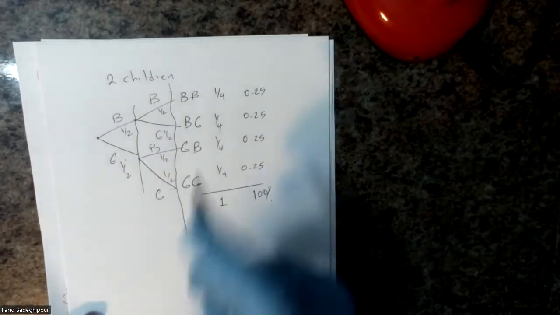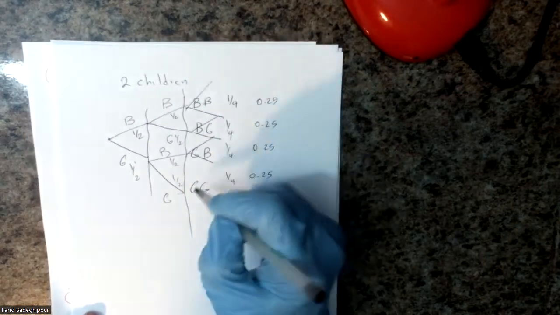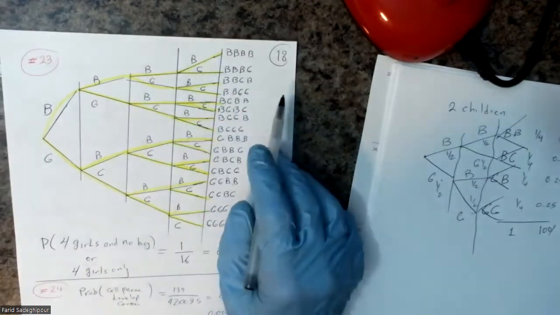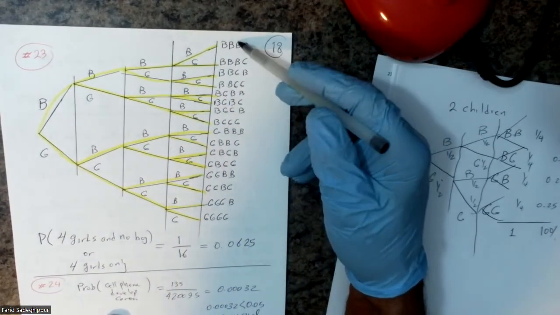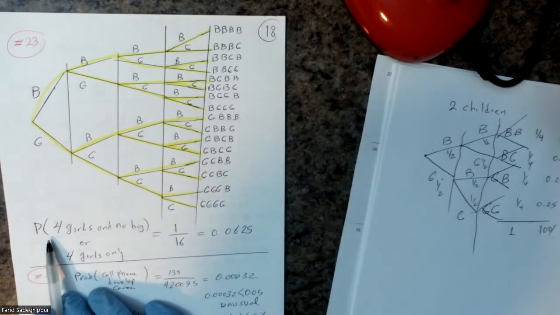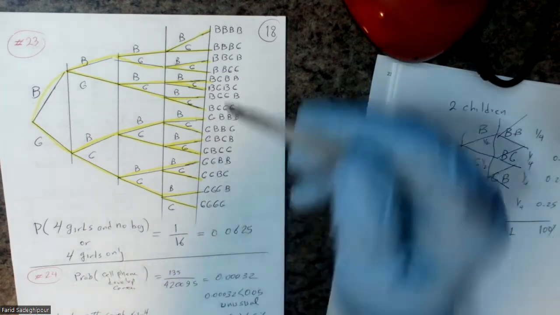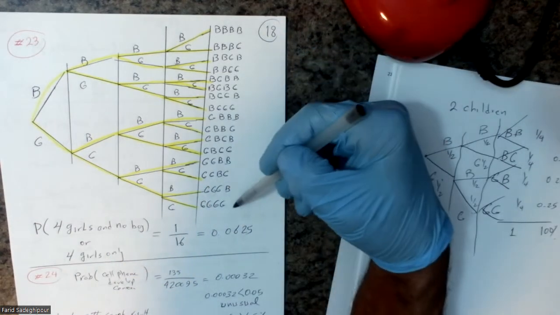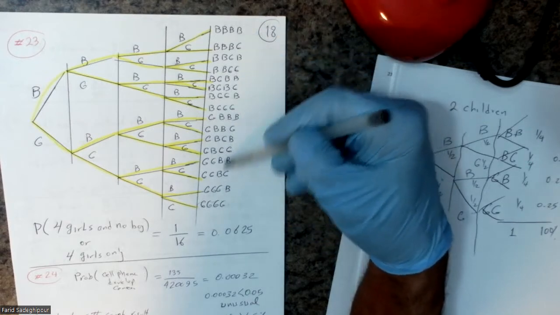Now, if you want to have 3, then you just expand this. This is in case of 4. So these are all the possibilities of 4 babies. So what is the probability of 4 girls? The only one that has 4 girls is right here. It's 1 out of 16.